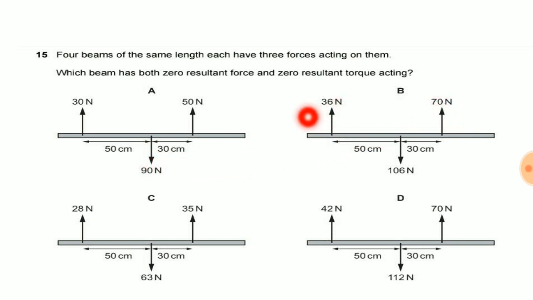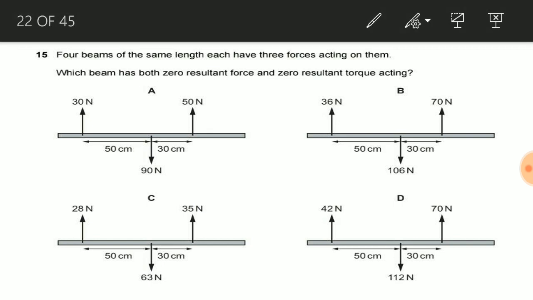Here 70 plus 36 will give us 106. This is acting upward. Downward is only one force, it is 106. In this case, the resultant force is 0. Here also the resultant force is 0. 35 plus 28 is equal to 63. Upward is equal to downward. Here also 70 plus 42 is 112. Upward and downward, these are equal. But in order to find the resultant torque, the first condition is satisfied by option D.